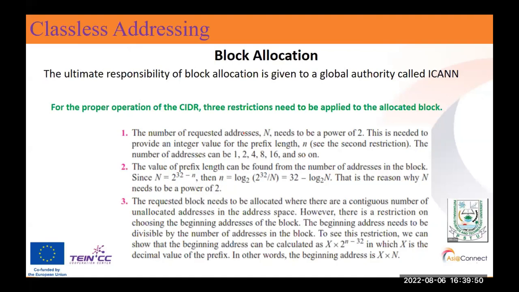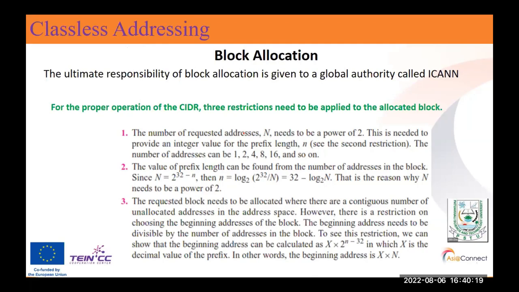That means the number of requested addresses, N, needs to be a power of 2. That means it must provide an integer value of prefix length, so the count can be 1, 2, 4, 8, 16. This type of value you need to take. The total number of addresses can be 1, 2, 4, 8, 16, this way, a sum of powers of 2.